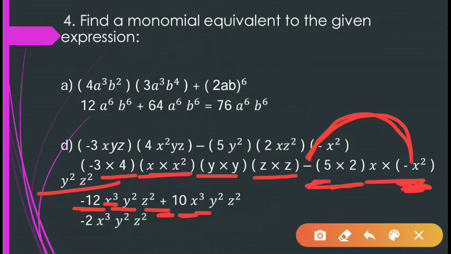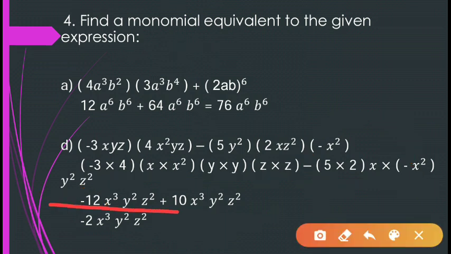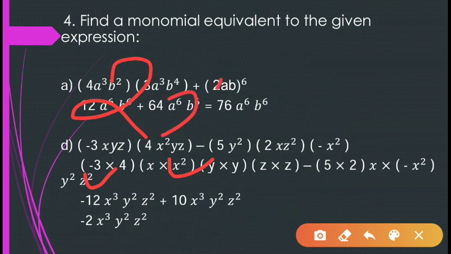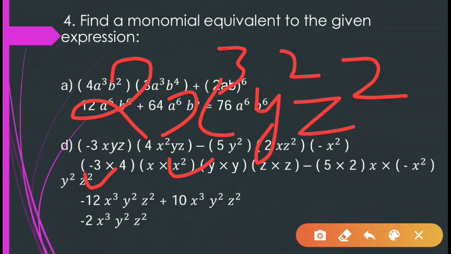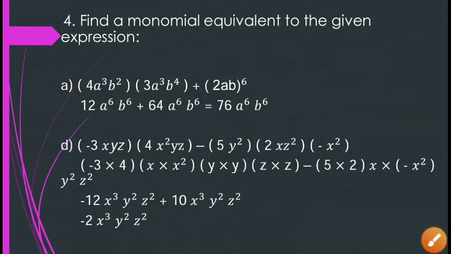Now both are like terms here, because x cube y square z square, x cube y square z square, same. So both are like terms, and plus minus will become minus, means 12 minus 10 will give you 2, and the variables will be as they are, x cube y square z square, and 12 is greater than 10, so there is a minus sign.